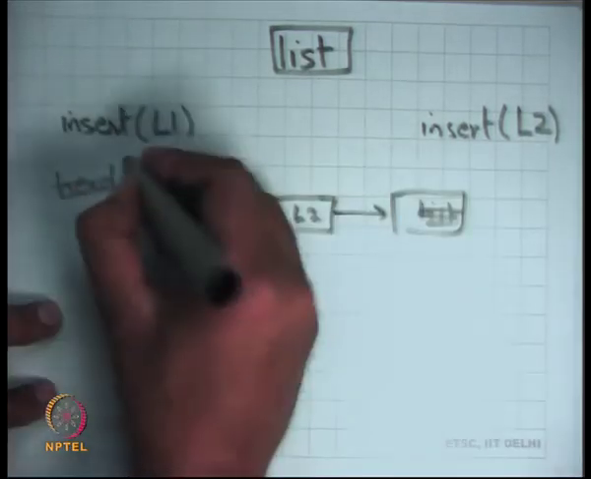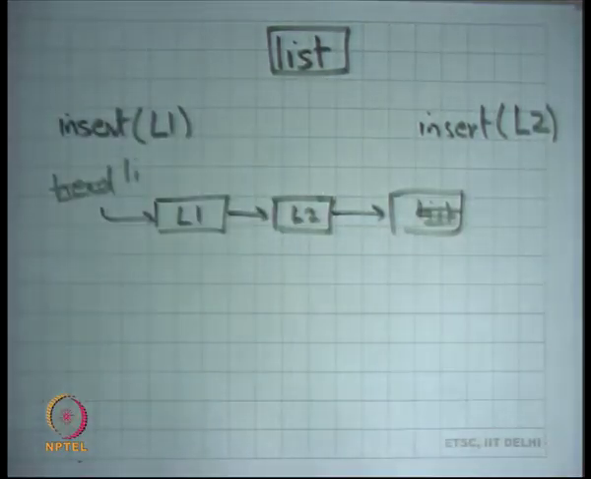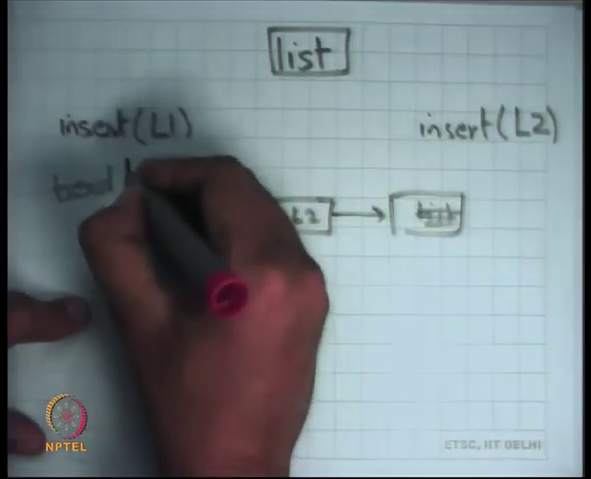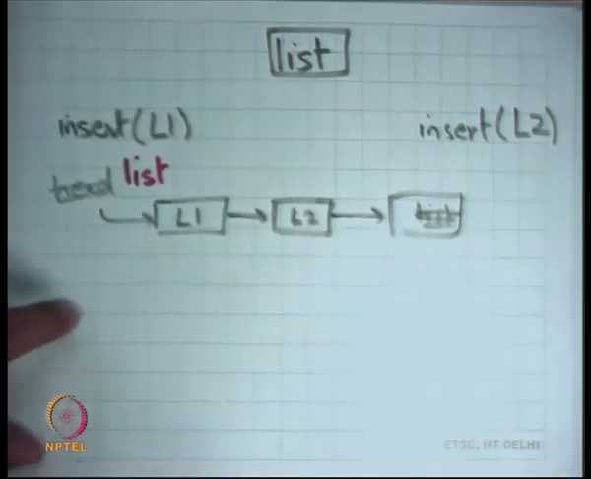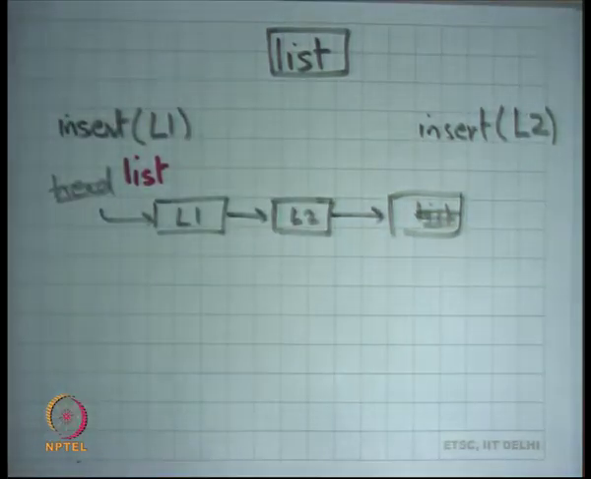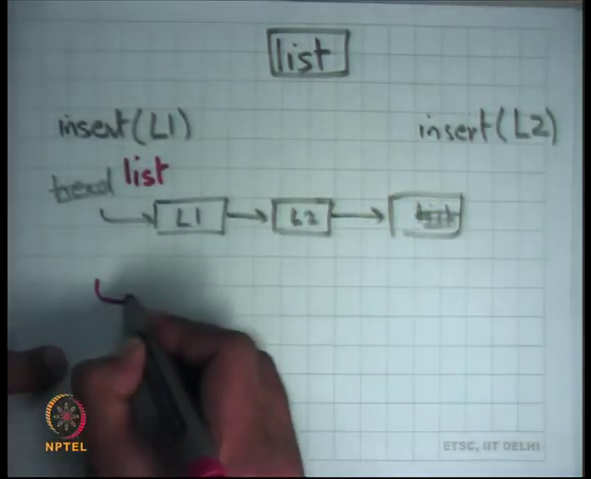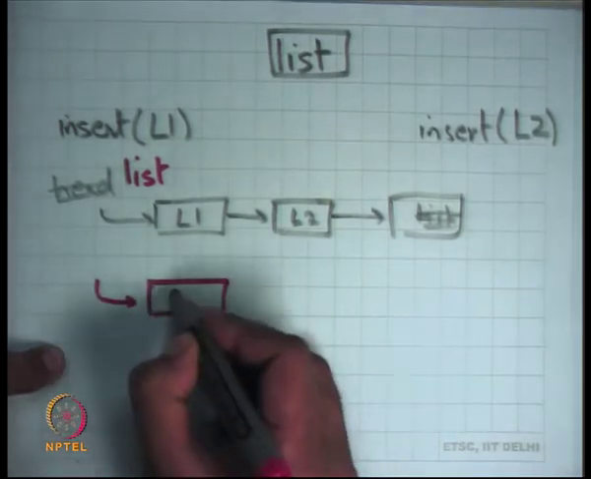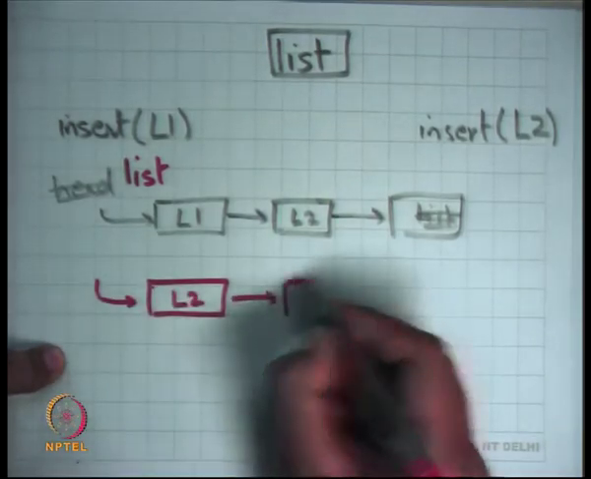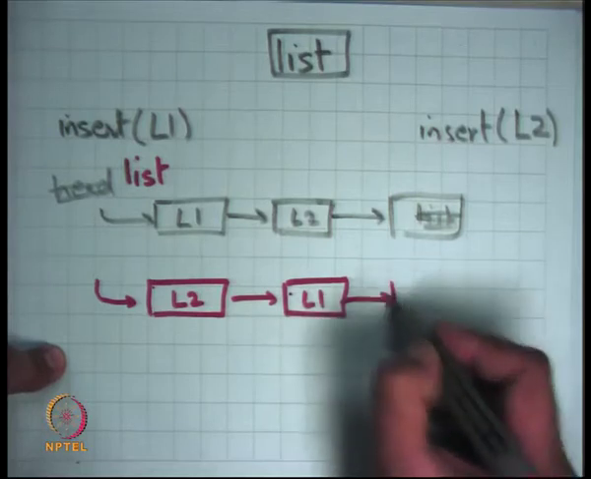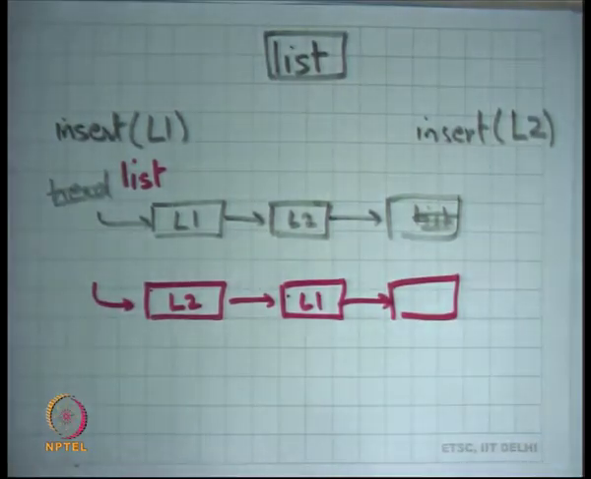So let me just call it list. Oh, this pen is not working. Okay, either this can happen or this can happen, and both of these are acceptable. But what's the third thing that can happen that's not acceptable?